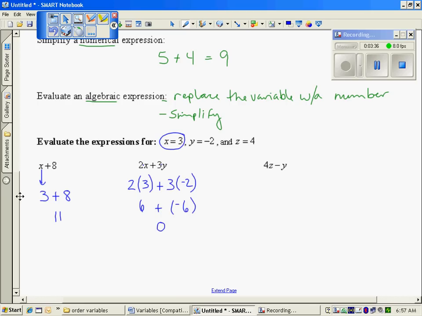And lastly, 4 times z, 4 times 4 minus y, which is negative 2. Following my order of operations, 4 times 4 is 16. Subtract a negative 2. If you remember on the number line, it was a U-turn, or you're taking away a $2 debt. So it actually adds to it $2, and you get a sum of 18.